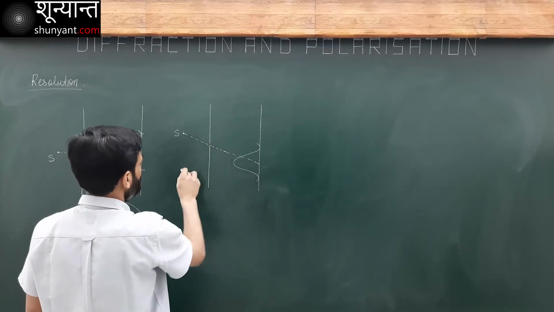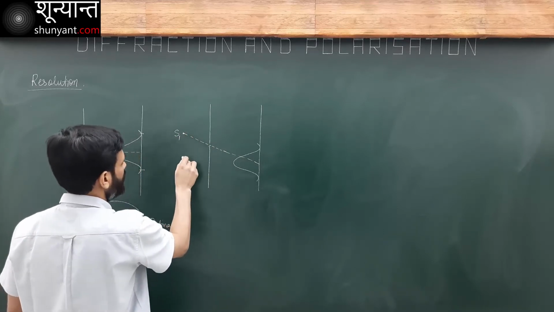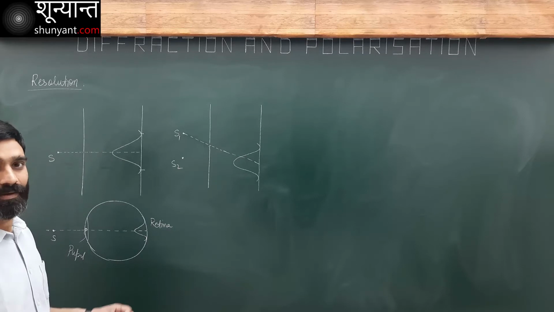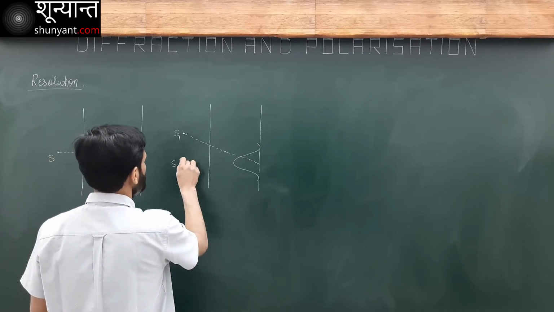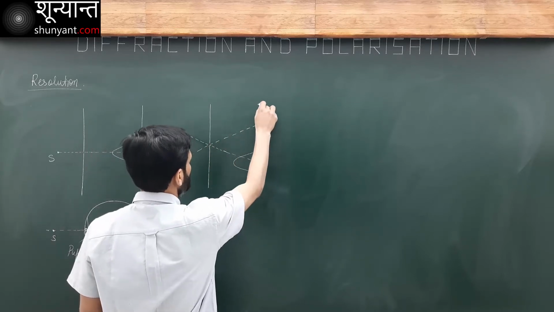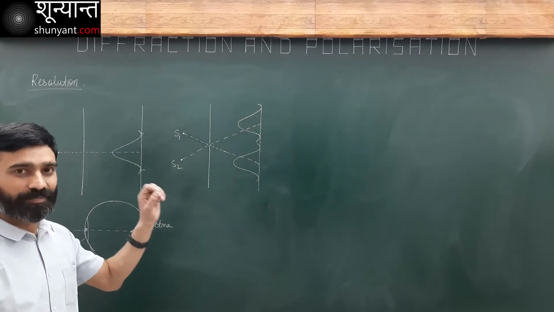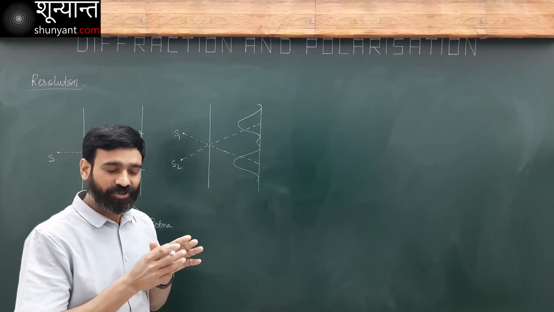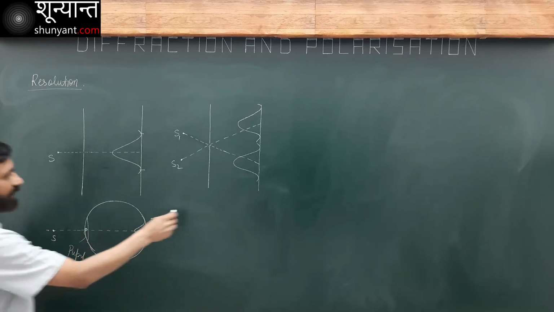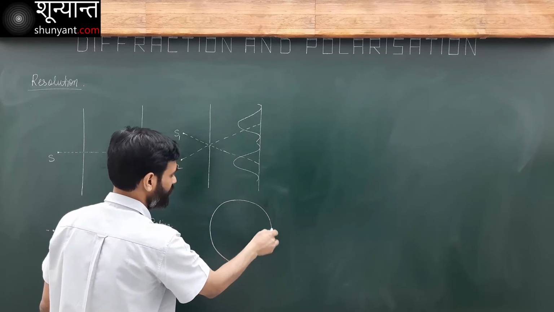Now, if I have one other source, let's say I have this source S1 here, and there is one other source S2. Two light sources. In that case, the diffraction patterns corresponding to both will be formed like this. If the central maxima are sufficiently separated, these two diffraction patterns will form. If I compare it with our eyes, it becomes easier to understand.